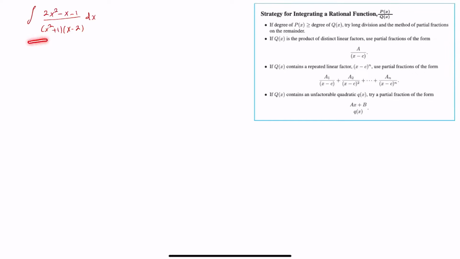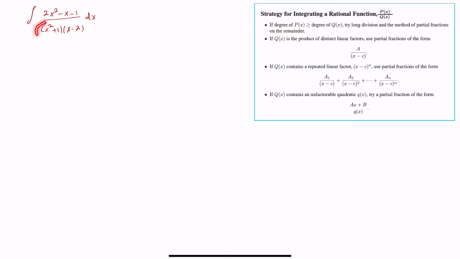Here, we want to find the integral of 2x squared minus x minus 1 over x squared plus 1 multiplied by x minus 2 dx. We want to use partial fractions in here. Note that the numerator degree is less than the denominator degree. Therefore, the first point in here does not work, so we will not be able to use long division.